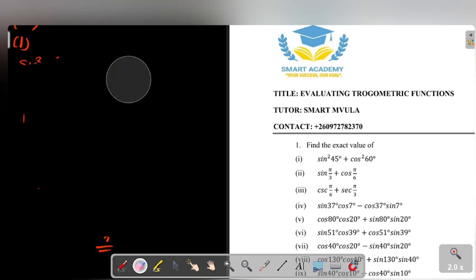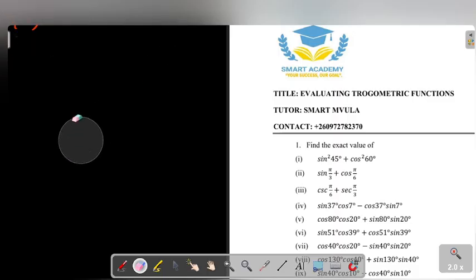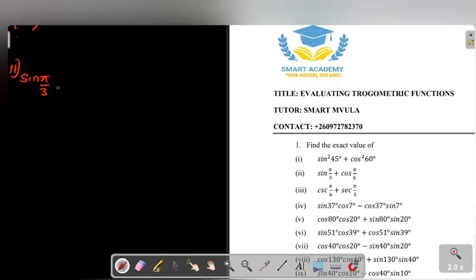Okay, now moving to part 2. Part 2 says we have sine of pi over 3, plus cos of pi over 6. The question is asking us to find the exact value of this function as well.